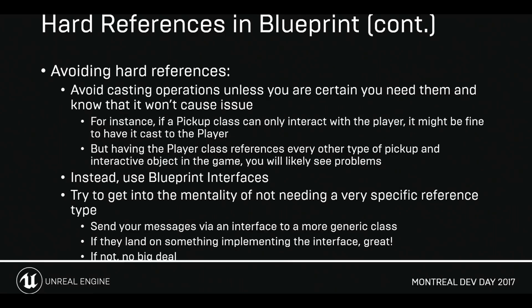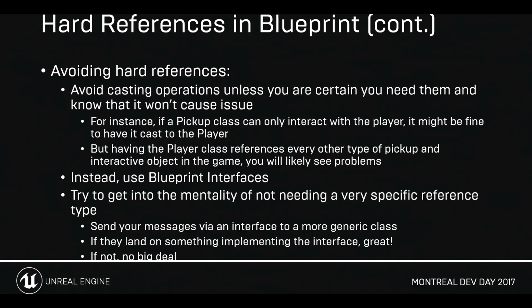My example here is, if you have a pickup class, like a health pickup or something, and when somebody runs over that, you want to cast to the player to make sure that that was the player, great, that'll probably be fine. But if, on the other hand, the player has to cast to every different pickup type that might be in the game, that's probably inefficient. So start thinking about it in terms of flow of information.